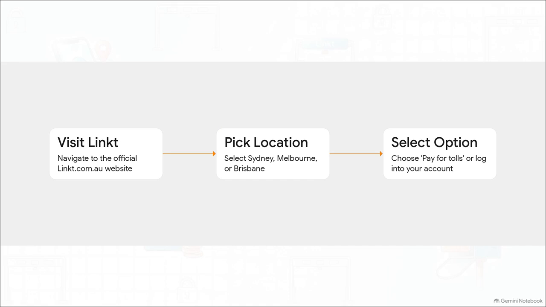First things first, head over to the official website at linkt.com.au. Second, make sure you select your specific location, whether that's Sydney, Melbourne, or Brisbane, because the portals and options actually vary depending on the state. Finally, just click on Pay for Tolls or log into your existing account if you happen to have one. Actually, logging in right here is a massive advantage, and I'll show you exactly why in just a minute.